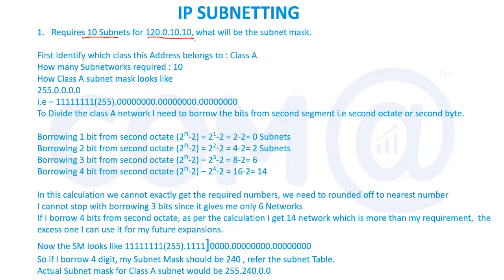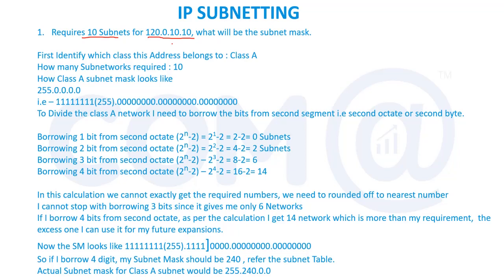Okay, so what can I do with this? I don't know the subnet mask, and I don't know the details about the rest of the things. But I need 10 subnets. That is, I want 10 networks. With this range of IP addresses, I need to break this into 10 different networks.